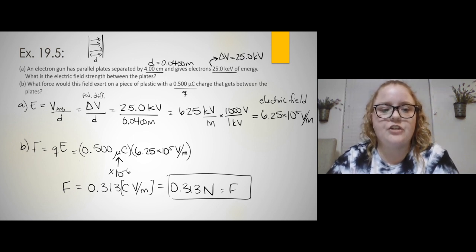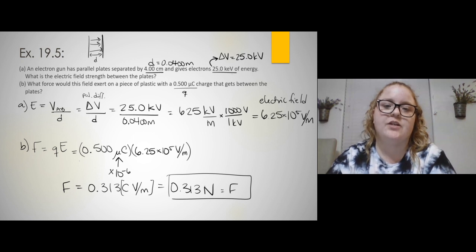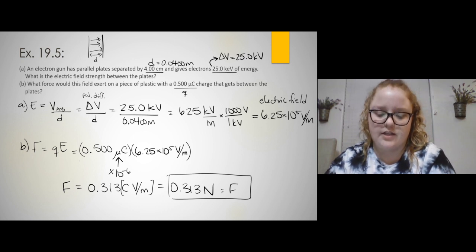All right. So we just found our electric field between two plates, and given that we put some sort of plastic or something in between that has a charge, what kind of force that would exert on that object. Okay.